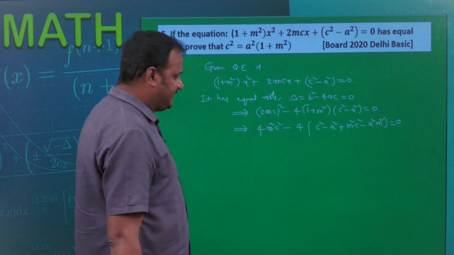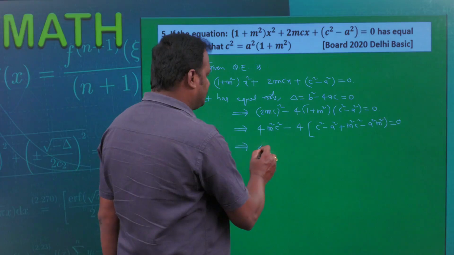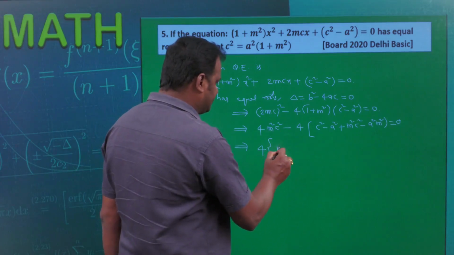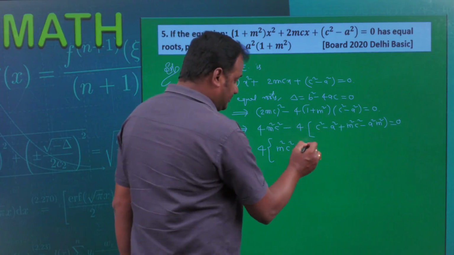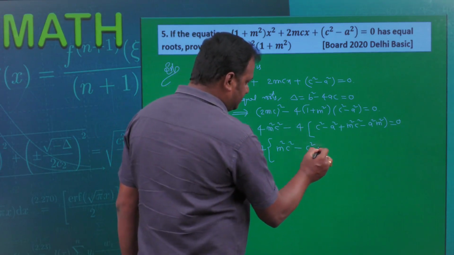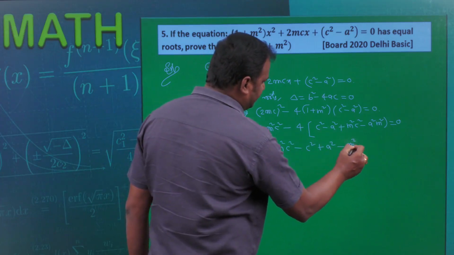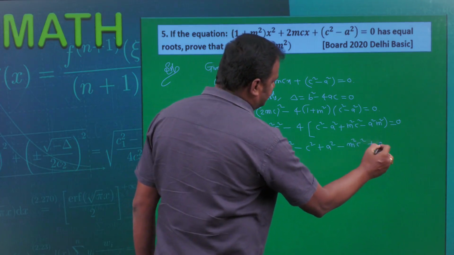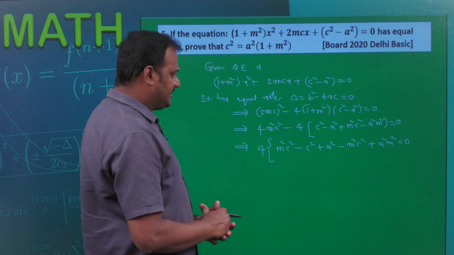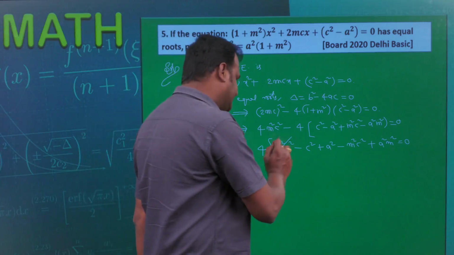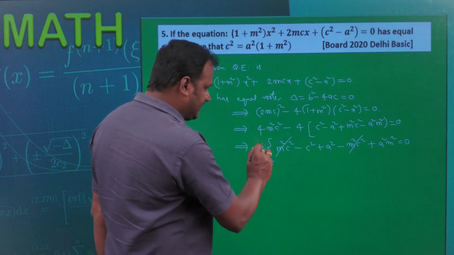See, observe, totally we have 4 common. So can we take 4 common here? So 4 times, here it is m square c square minus c square, minus into minus plus a square, minus into plus minus m square c square, minus into minus plus a square m square is equal to 0. Right? Is there any cancellation? m square c square, it is positive and it is negative, both get cancelled. So finally this 4 is there.